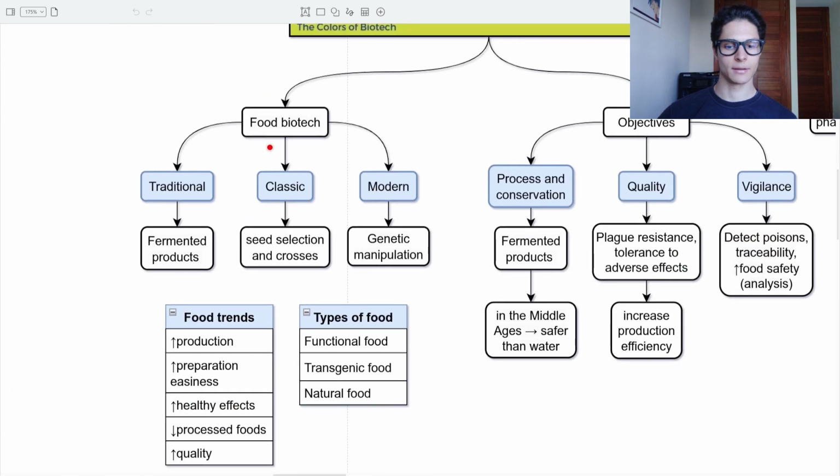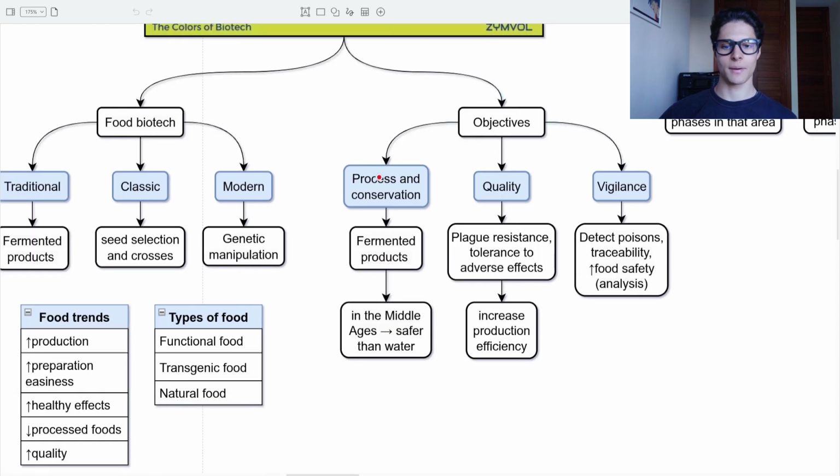So food biotech can be traditional, for example, using fermented products. That's why I said it's a relatively old science. Fermented products are very old indeed. Classic, for example, seed selection and crosses. This is an ancient method of biotech, and also modern, with genetic manipulation.